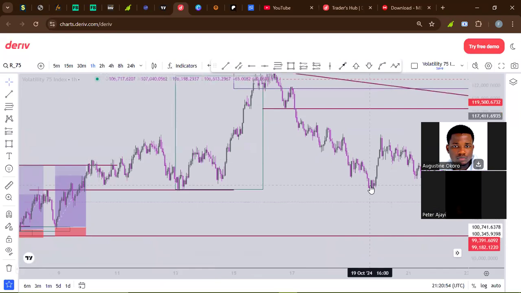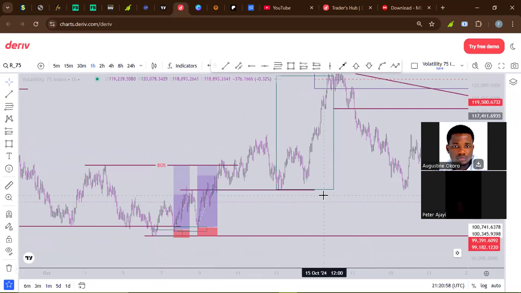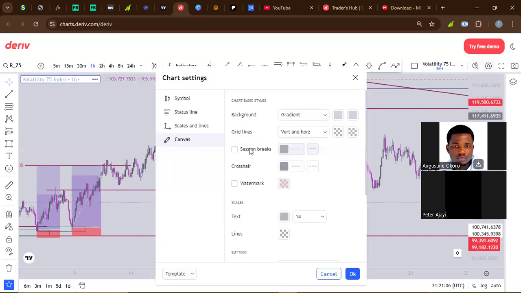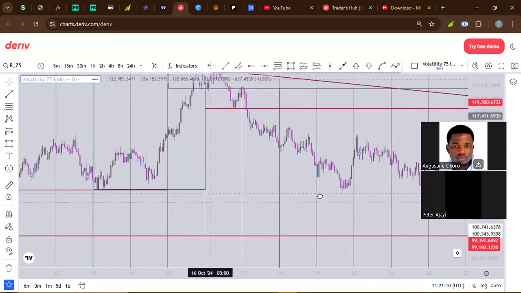So it doesn't just work always. You already know that this market was bullish yesterday. Let me put that line so that you can know that it was yesterday and it was today.